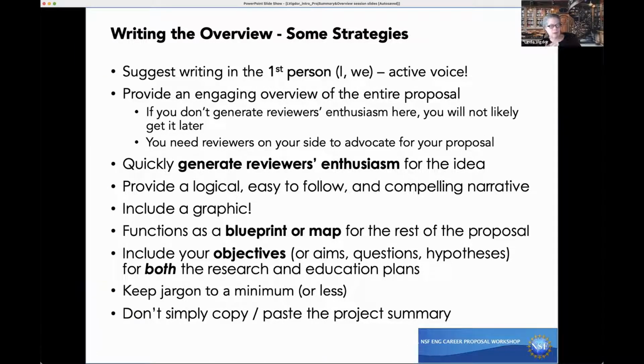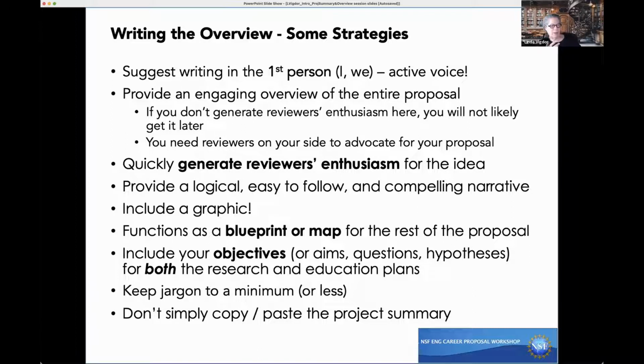Again, include your objectives or aims, questions, hypotheses for both the research and your education plans. Put those right in the first page if you can, and bullet point them. That makes it easier for them to be found. If you embed them within a paragraph, they're easier to miss, and you do not want reviewers to miss them. Helpful to keep jargon to a minimum.